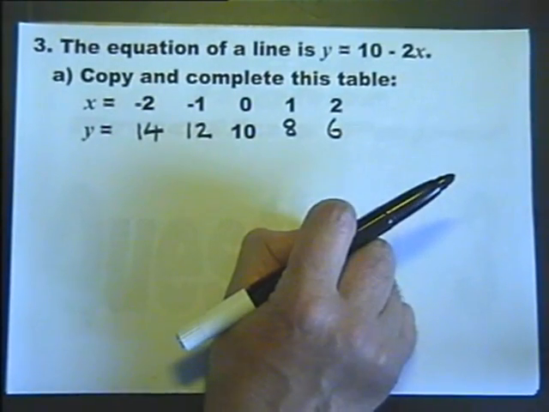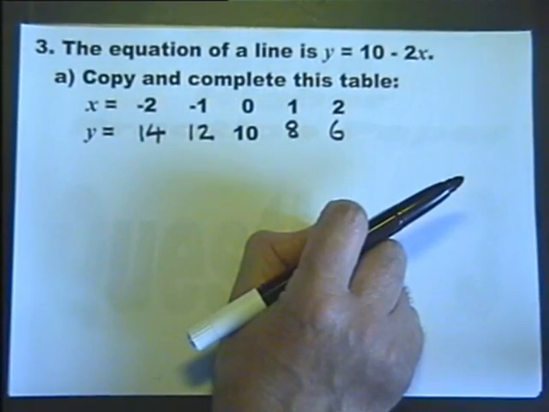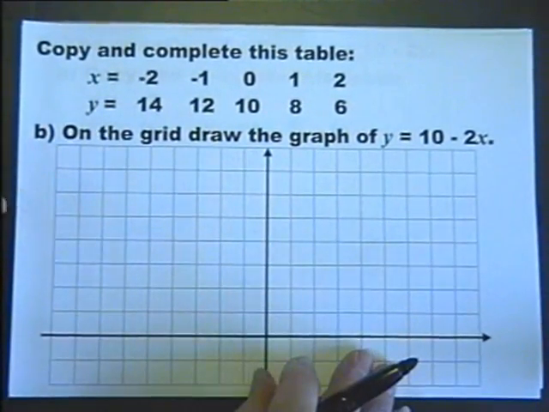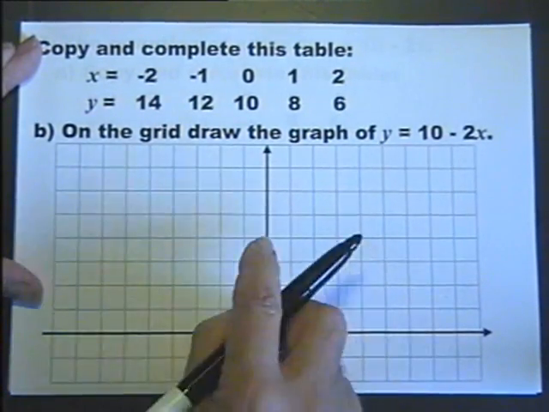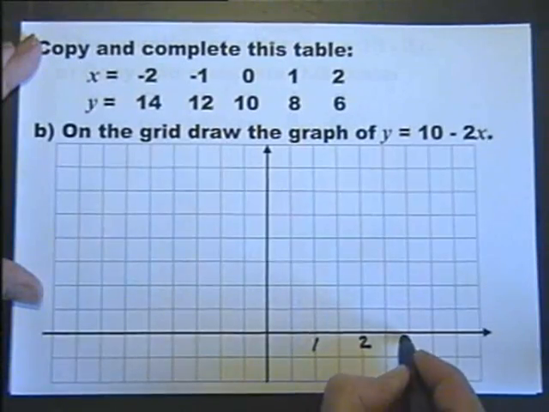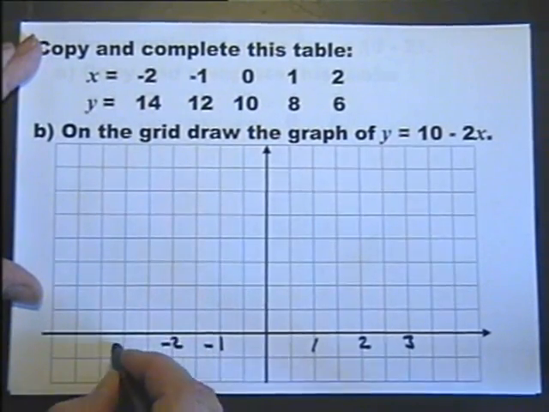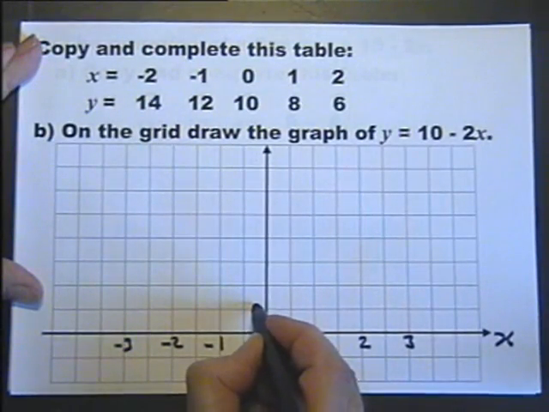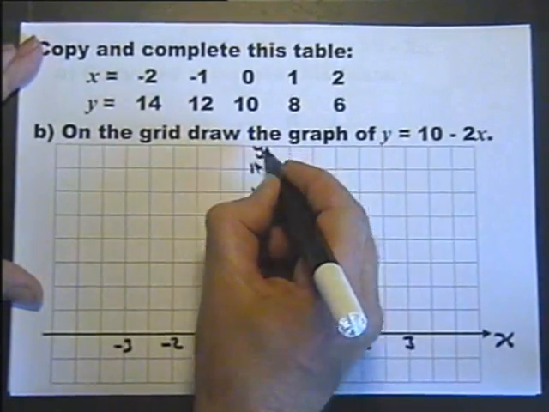Let's move on to part B, where I suspect we've got to draw it. So there's the table. On the grid, draw the graph. Now, what about this scale? The x has got to go up to plus 2 and down to minus 2. So if we go 1, 2, 3, I suppose we could have gone 1, 2, couldn't we? Minus 1, minus 2, minus 3, label it. The y has got to go up to 14, so this is 2, 4, 6, 8, 10, 12, 14, label it.